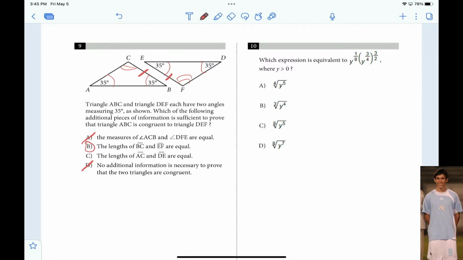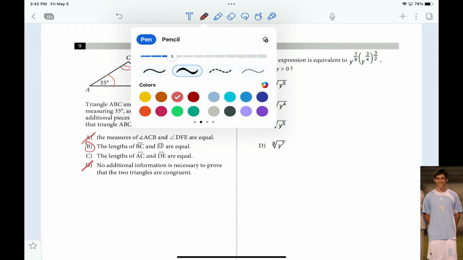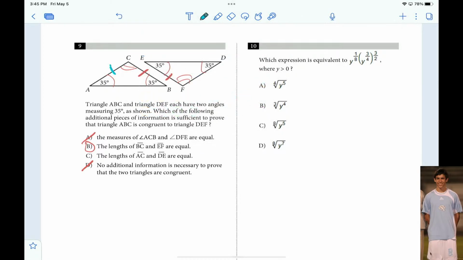Just talk about C, because C definitely doesn't really make a lot of sense. They're saying for answer choice C that AC would equal ED or DE. And we can just see that those two sides don't correspond with each other. So there's no way these two triangles would actually be the same, aka congruent. So again, congruent just means the same exact triangle for everything.